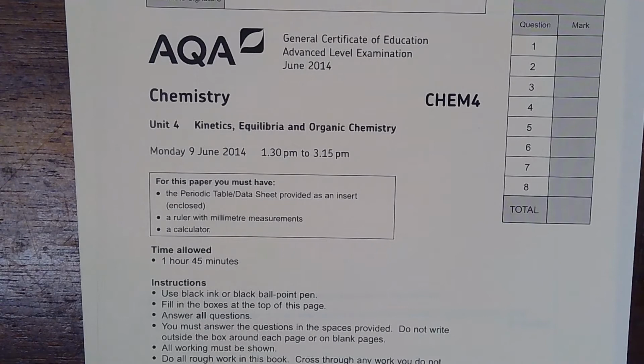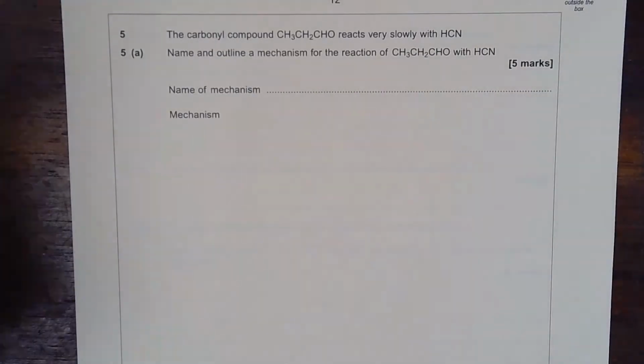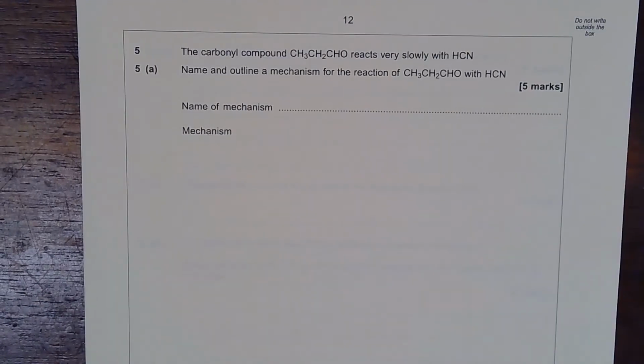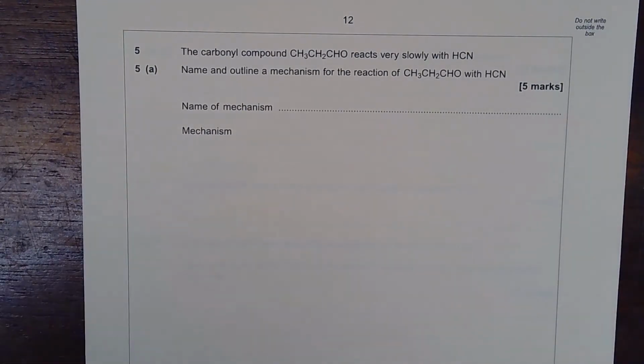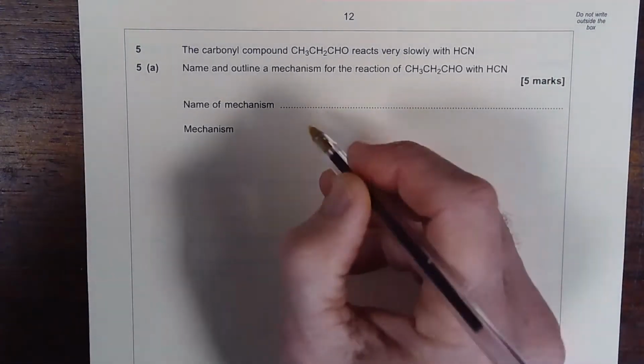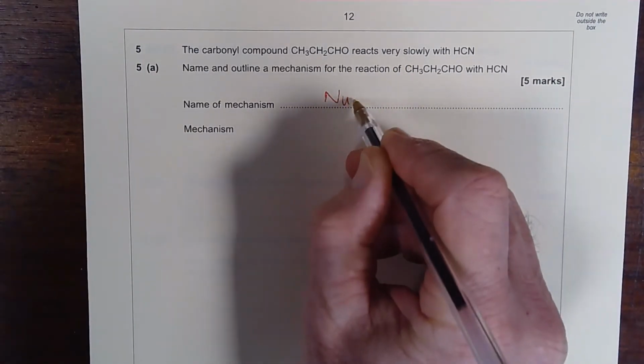This video looks at the AQA A-level chemistry paper from June 2014, Unit 4, Kinetics, Equilibria and Organic Chemistry. Question 5. This deals with organic chemistry. The carbonyl compound, propanal, reacts with HCN. The mechanism would be nucleophilic addition.